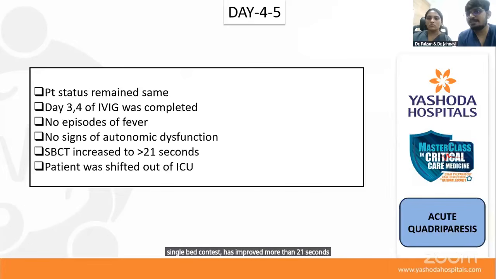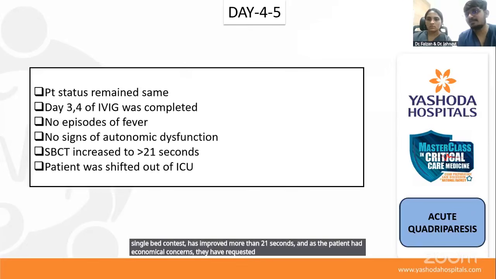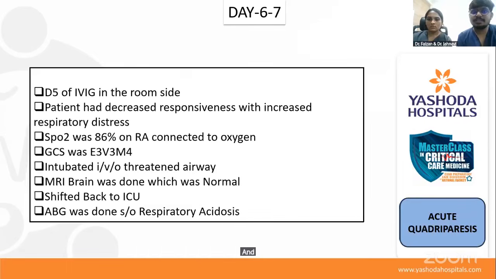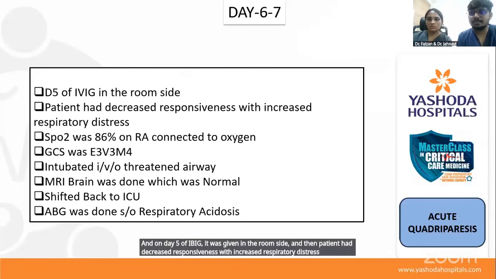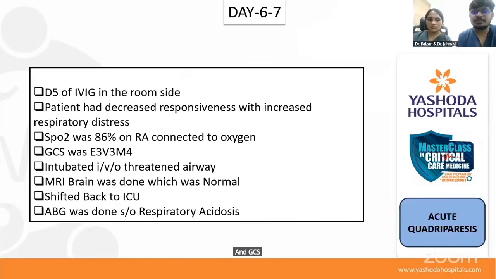And as the patient had economical constraints, they requested to get shifted out of the ICU with the risk explained, and they were shifted out. And on day 5 of IVIG, it was given in the room side, and then patient had decreased responsiveness with increased respiratory distress. And Medcall was done. So SpO2 was 86% on the room air, and patient was connected to oxygen. And GCS was assessed. It was E3, V3, and M4. And we intubated the patient in view of threatened airway.